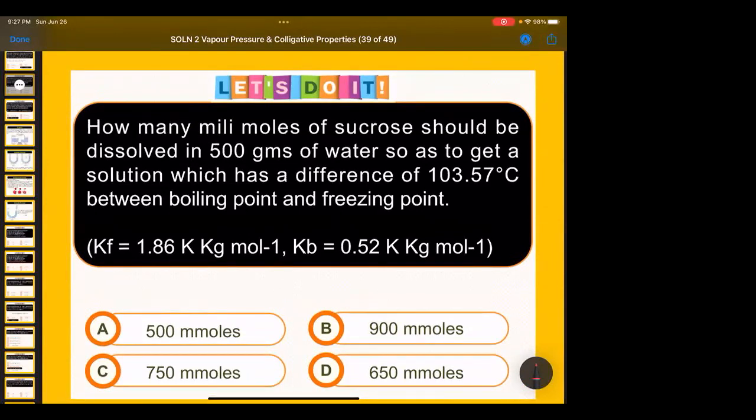Let's do it very quickly. I hope you can solve it. Very easy question, but the language again, sometimes you may feel that oh, this is a new question, but this is not a new question. The same question, but put up in a new way. So how many millimoles of sucrose do you need to add?